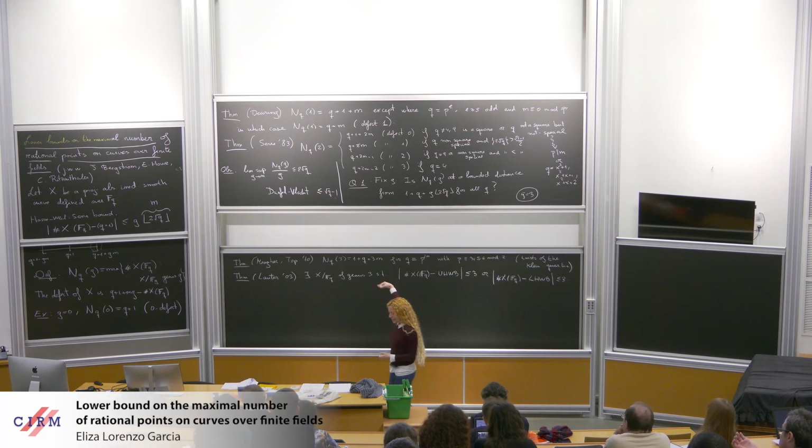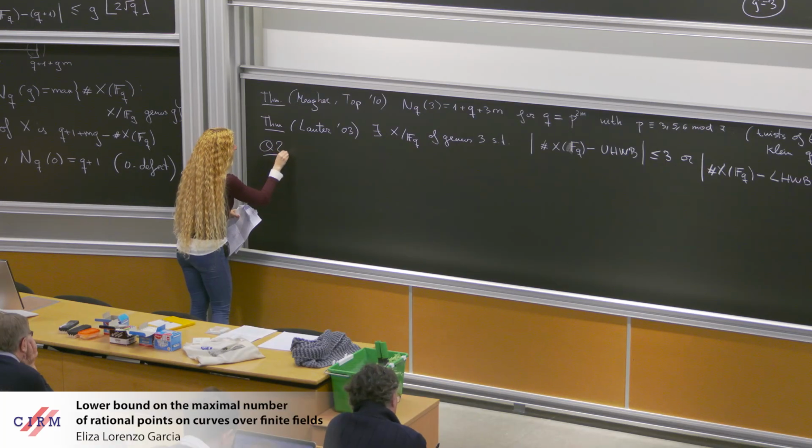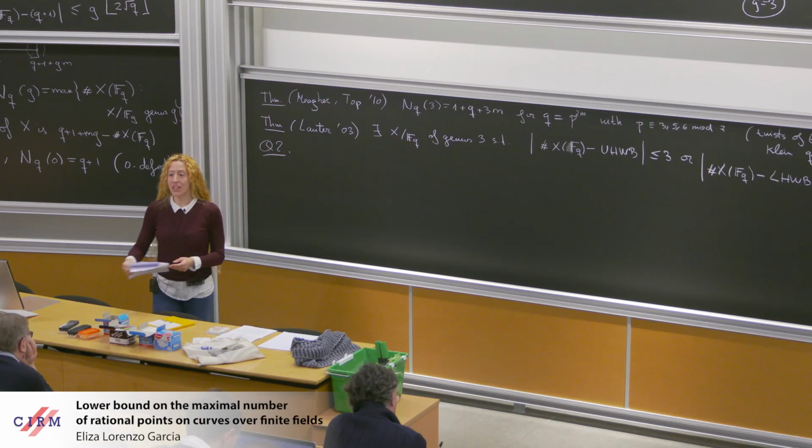So those are some examples of results in this direction for question 1. But question 1 is an open question, so we don't know, even for genus 3. This is what we got. And then there is going to be a question 2. Let me tell you a little bit about question 2.